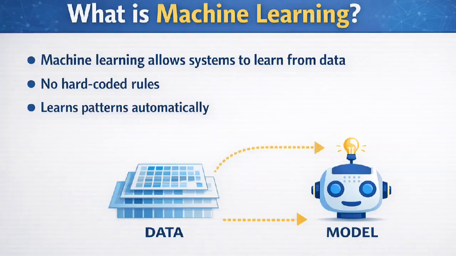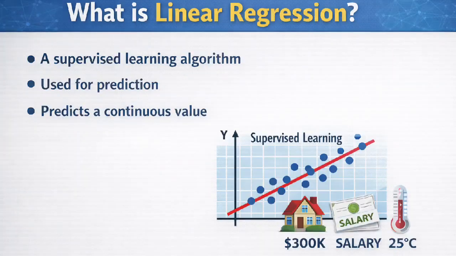Before jumping into linear regression, let's quickly recall what machine learning is. In machine learning, instead of writing rules manually, we give data to the model, and the model learns patterns from it. Linear regression is a supervised machine learning algorithm. That means we train it using labeled data. Its main job is to predict continuous values, like price, salary, marks, or temperature.